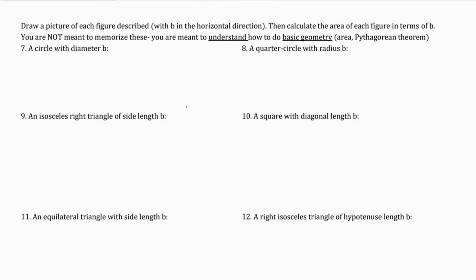So a circle with diameter B. So if I have a circle, the diameter is B. Okay. Then what would the area be? Well, area of a circle is pi r squared. Okay. Radius is half of B, since it says the diameter is B. So that's going to be pi over 4, 2 squared is 4, times B squared. And that would be my area.